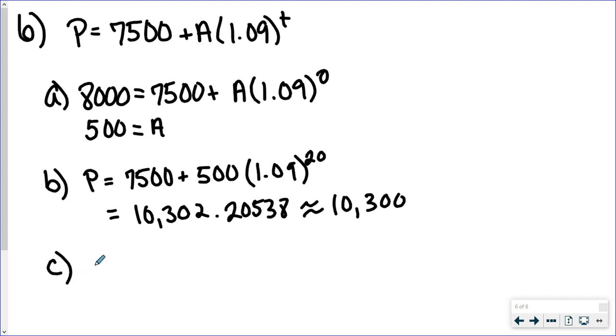And our last part, C. Dr. Scott Pop estimates the population of otters Scotland can sustain is 15,500. Work out the year in which Dr. Scott Pop expects the population of otters to peak. So we set our P equal to 15,500.